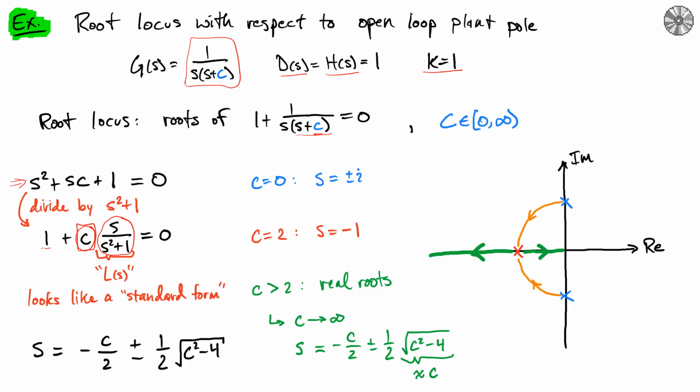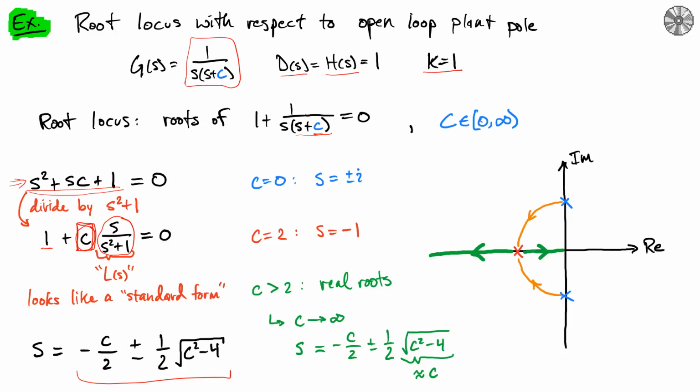And so we have the format of 1 plus this linear parameter that we're going to be varying multiplied by a transfer function, and setting that equal to 0. And so this looks just like what we just did. And so now we can apply the same kind of techniques to analyze it. And so here we can use the binomial formula again to write down the roots of this quadratic. And again, we get something that looks like this.